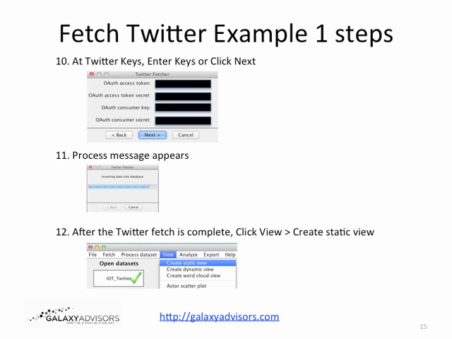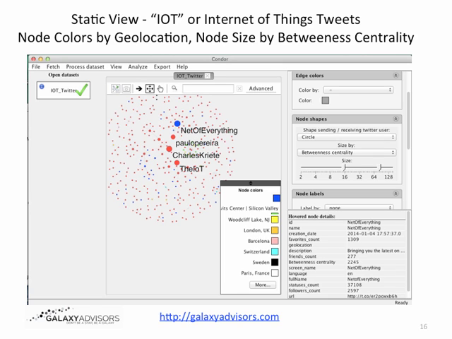Click View, Create Static View. Let's see what the whole graph looks like. Here's an example of a static view of the Internet of Things. I colored the nodes by geolocation. I changed the node size by betweenness centrality, and I hand labeled with the GUI toolbar the major nodes that had high betweenness centrality here.